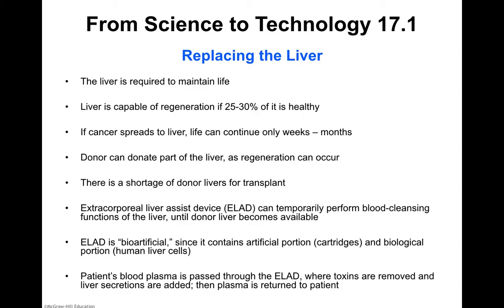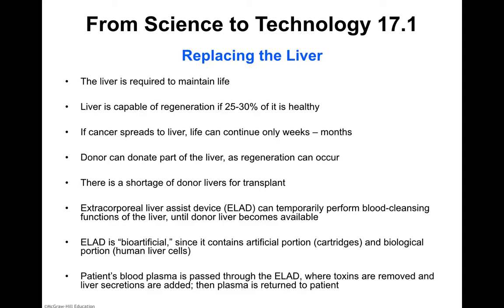Replacing the liver. The liver is required to maintain life. You can't live without a liver. The liver is capable of regenerating if a quarter to 30% of it remains healthy. If cancer spreads to the liver, it's not a good place to get metastases. Prognosis would be weeks to months for survival at that point.